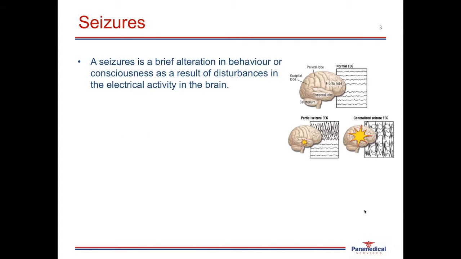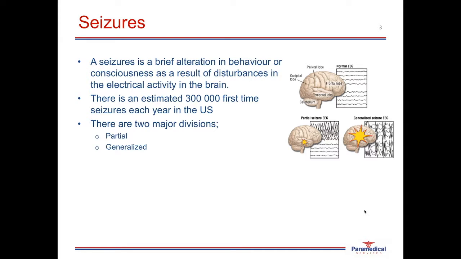A seizure is a brief alteration in behavior or consciousness as a result of disturbances in the electrical activity of the brain. There is an estimated 300,000 first-time seizures each year occurring in the United States alone. It's a very common disorder that paramedics are faced with daily, and it's important to understand the different types of seizures that can occur and how we can manage them effectively in the pre-hospital setting.